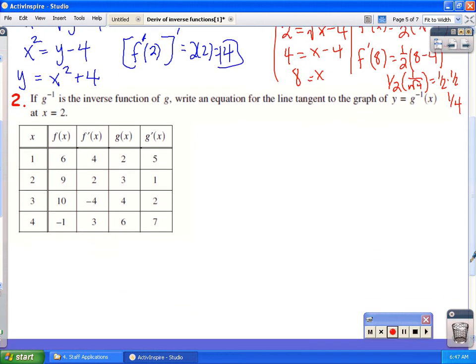All right, let's take a look at problem number 2. I've been told in problem number 2 that g inverse is the derivative of g.